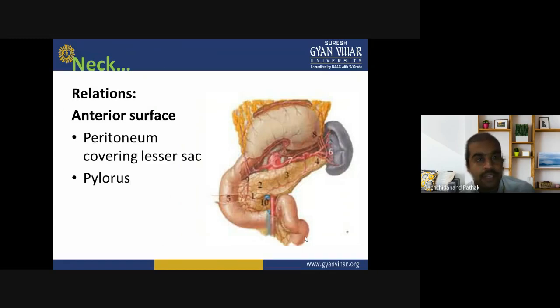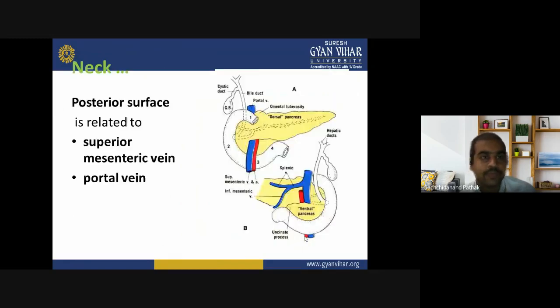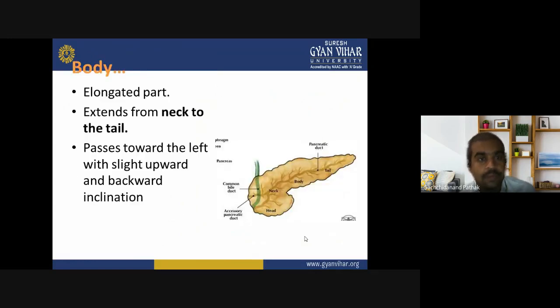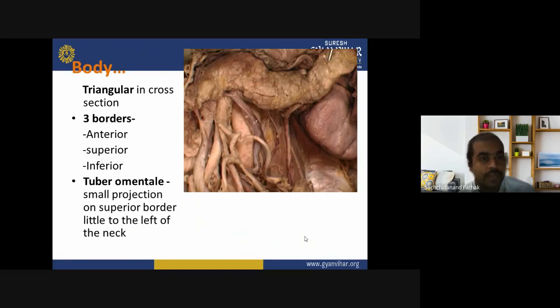The neck has a relationship with the anterior surface. The posterior surface is related to the superior mesenteric vein and portal vein. The body is the elongated part extending from the neck to the tail, and it passes toward the left with a slight upward and backward inclination. Triangular in cross section, three borders will be there: anterior, superior, and inferior. And the tuber omentale causes a small projection on the superior border, a little to the left of the neck. So you will see there is a projection on the top side of the neck, on the left side of the neck.